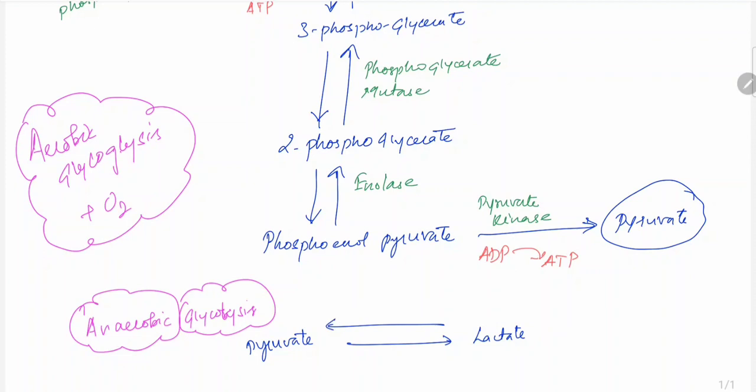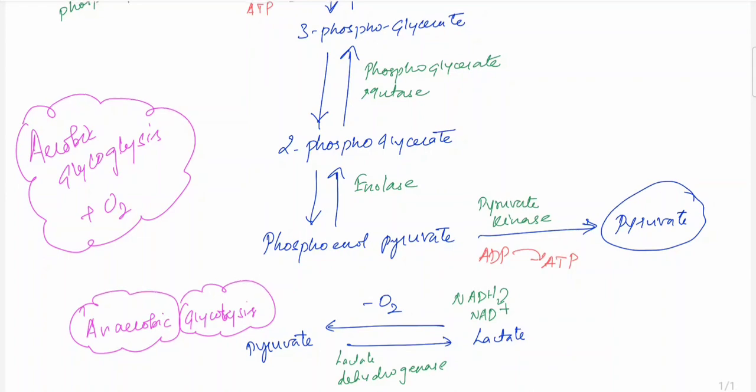So this is a reversible reaction. This reaction happens in the absence of oxygen with the help of an enzyme called lactate dehydrogenase, where NADH is converted into NAD, right? So this is anaerobic glycolysis, where lactate is produced from pyruvate in the absence of oxygen.